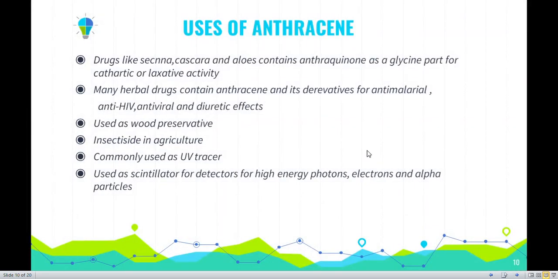Here are some of the other uses of anthracene. Drugs like senna, cascara and aloe contain anthraquinone as a glycoside part for cathartic or laxative activity. Many herbal drugs contain anthracene and its derivatives for anti-malarial, anti-HIV, antiviral and diuretic effects. It is used as a wood preservative. Also it is used as an insecticide in agriculture. It is commonly used as a UV tracer, and also as a scintillator for detectors of high energy photons, electrons and alpha particles.